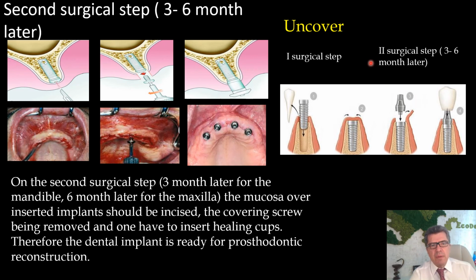The second surgical step is different on the mandible and maxilla. On the mandible, we can open this area after 3 months. On the maxilla, it's necessary to wait 6 months. At the second stage, the mucosa over the inserted implant should be incised, the covering screw removed, and one has to insert a healing cap screw. Therefore, the dental implant is ready for prosthodontic reconstruction.